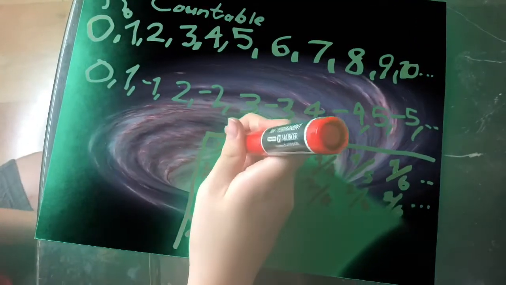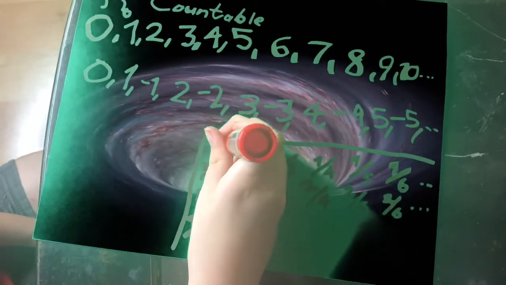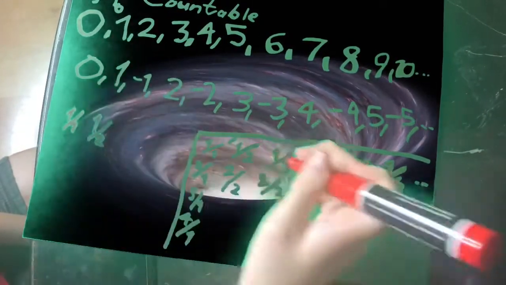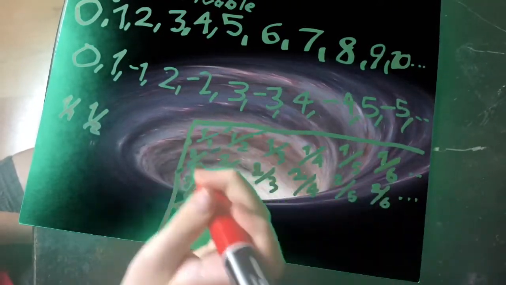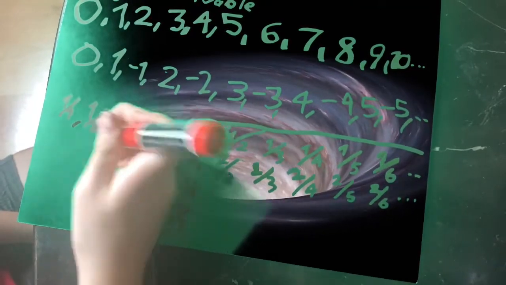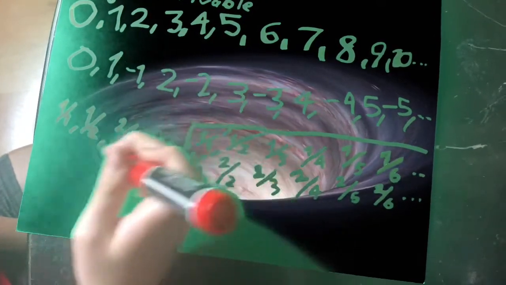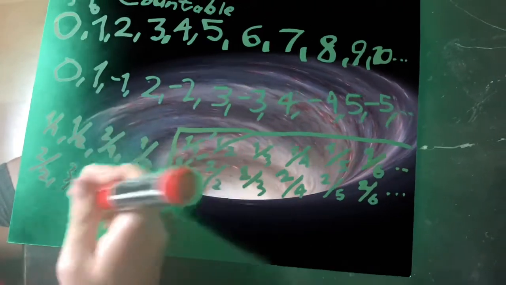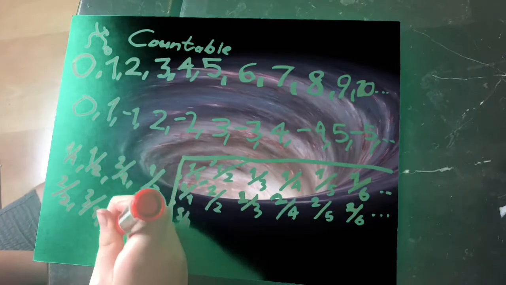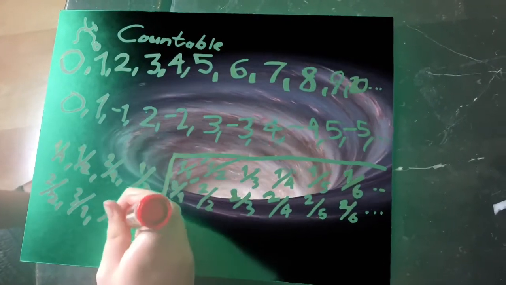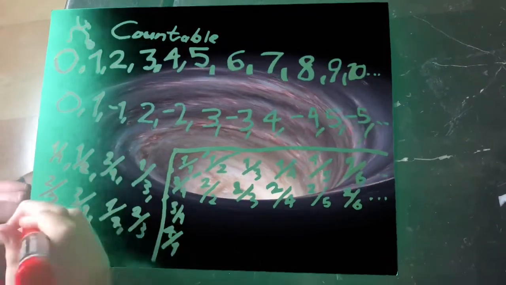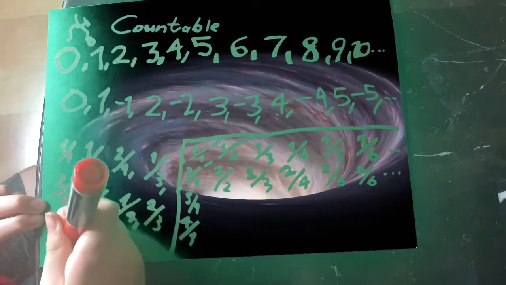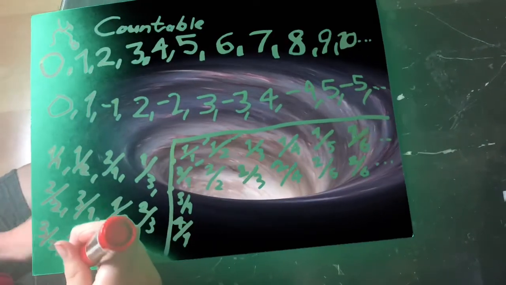So how do you list these numbers then? You list them by diagonal. In this direction, so 1 over 1, and then the next diagonal is going to start here and end over here. And then 1 over 2, 2 over 1, and then 1 over 3, 2 over 2, 3 over 1, 1 over 4, 2 over 3, its alter ego 3 over 2, 4 over 1, and that goes on forever.